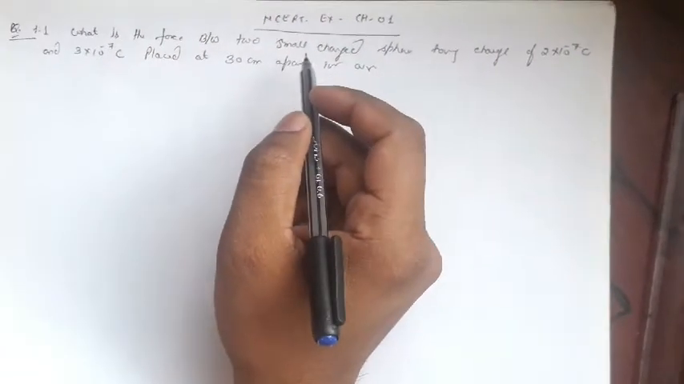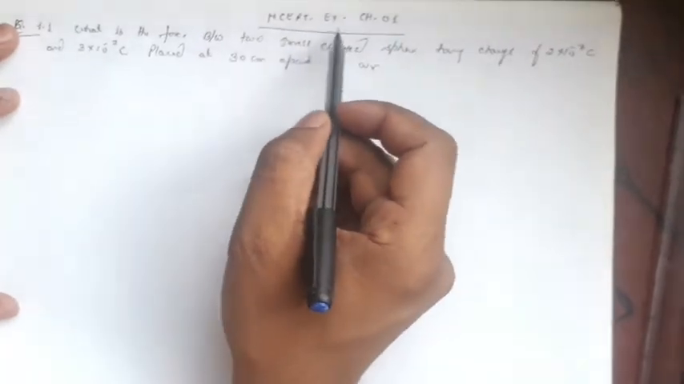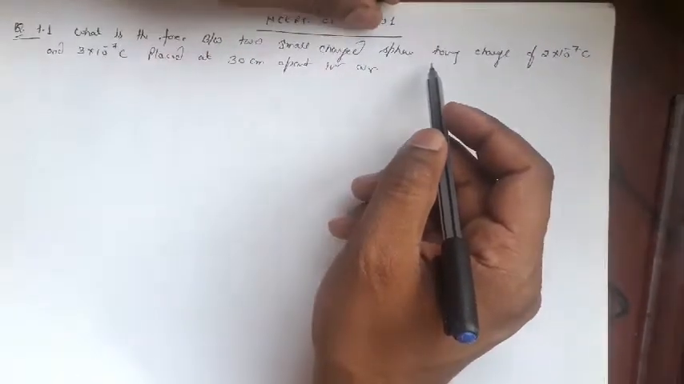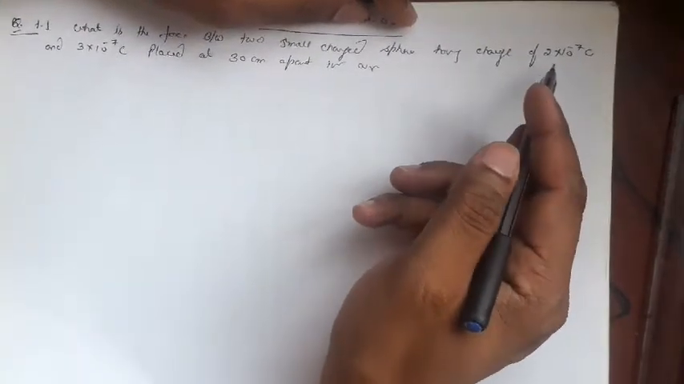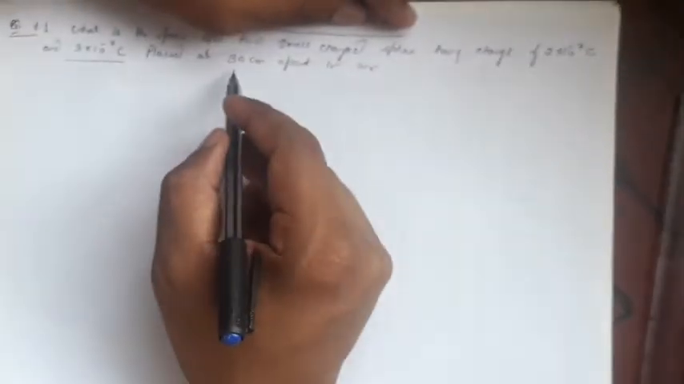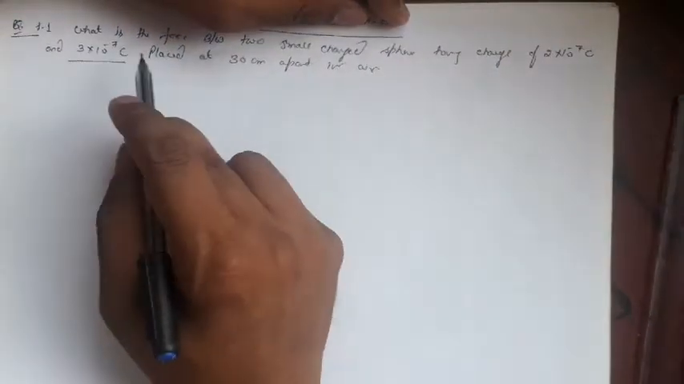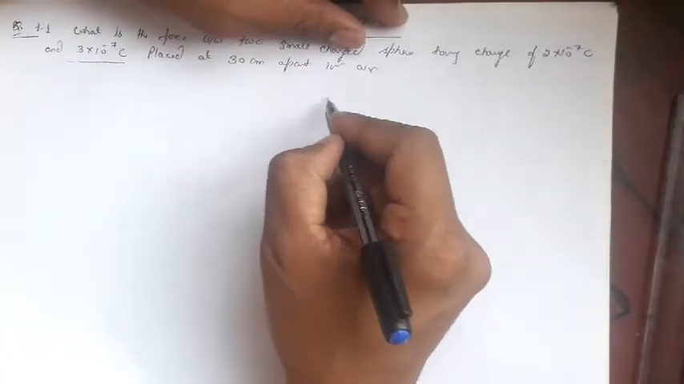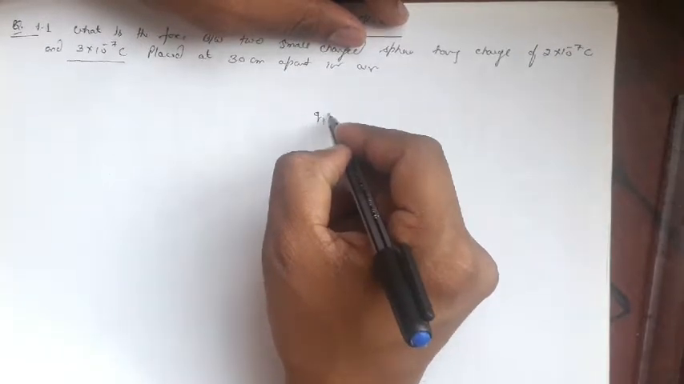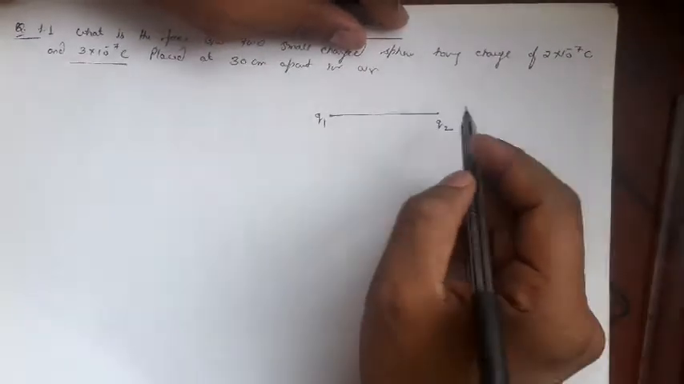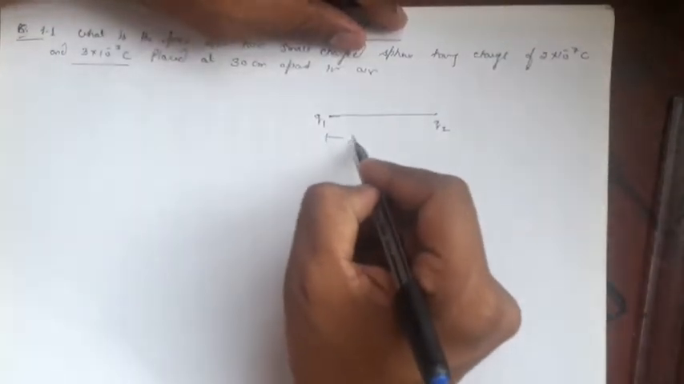Today we'll start exercise NCERT chapter 1, question number 1.1. What is the force between two small charged spheres having charges of 2 × 10^-7 and 3 × 10^-7, placed 30 centimeters apart in air? Suppose there are two charges. The first charge is Q1 and the other charge is Q2, and the separation between them is R.